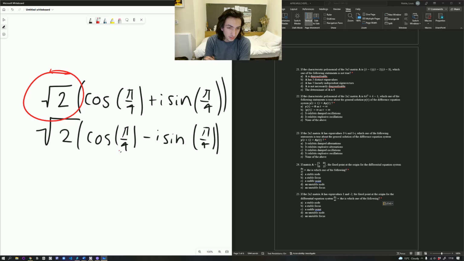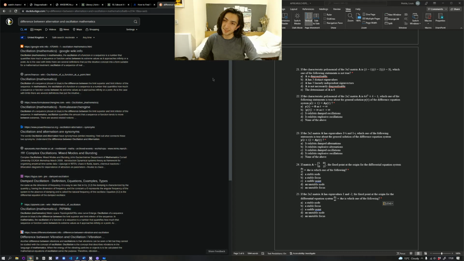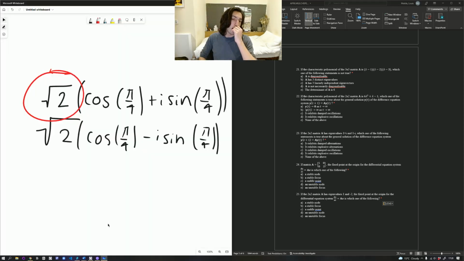Because it's not going to alternate. Alternations, what does alternations mean? Hold on, I just need to quickly check this. I'm sorry that I'm cutting away so much, but I've really got to check. Right, I found out. Also, terrible webpage, because it says these two things are synonyms. That's absolutely a lie. So an alternation will change sign every time, and an oscillation will not change sign every time.